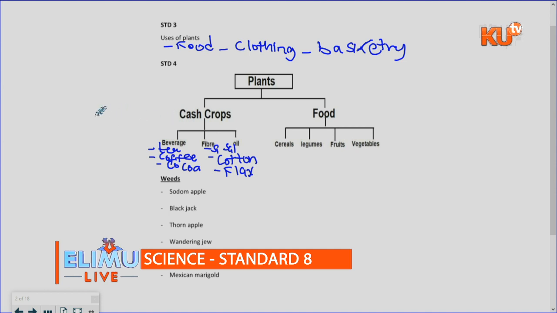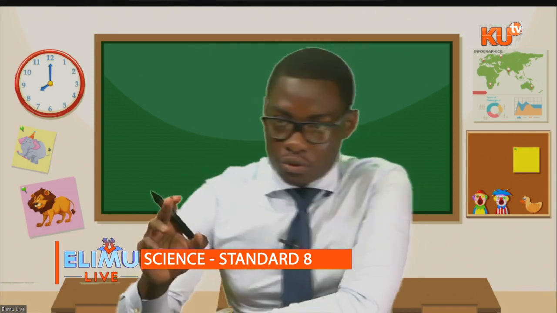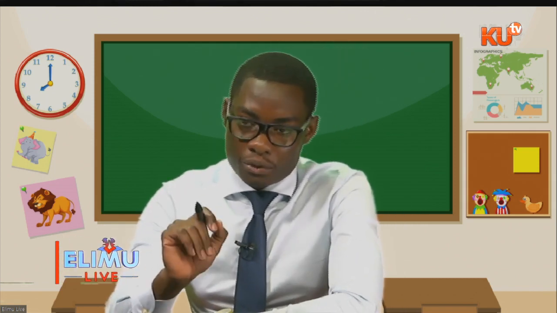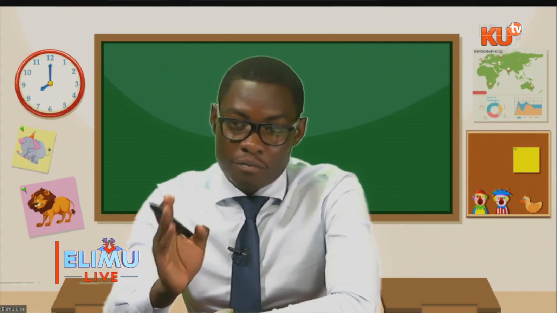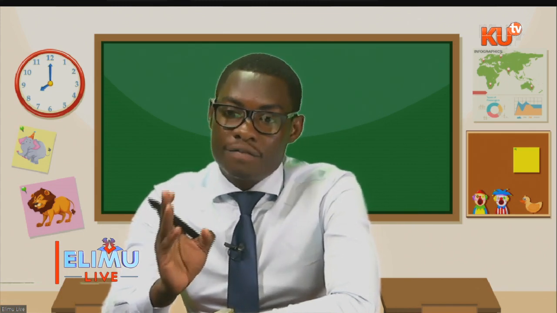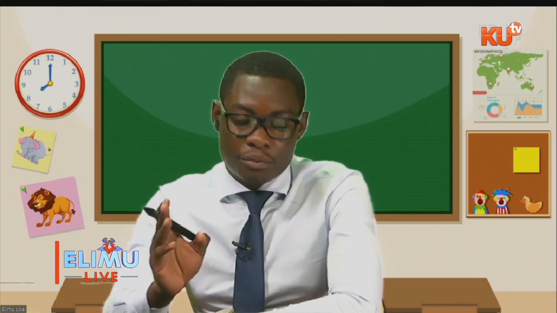So we also have oil crops. Examples of oil crops, we can have coconut. We can have simsim, which gives us oil. We can have corn, another example of an oil crop. We also have groundnuts. So those are some of the examples of cash crops. So I'll repeat very fast. Cash crops, we have beverage, we have oil crops, and we have fiber. And I've given an example in each of them.